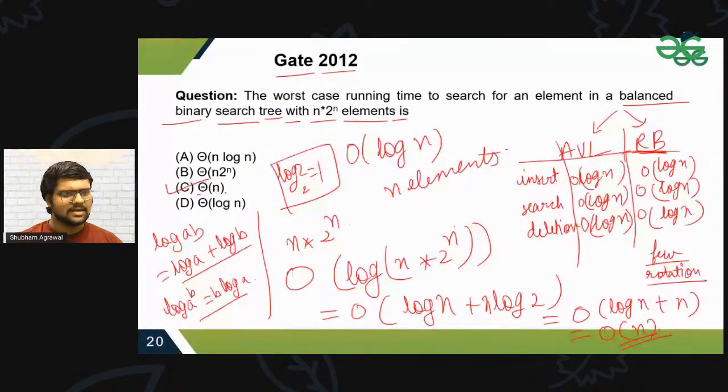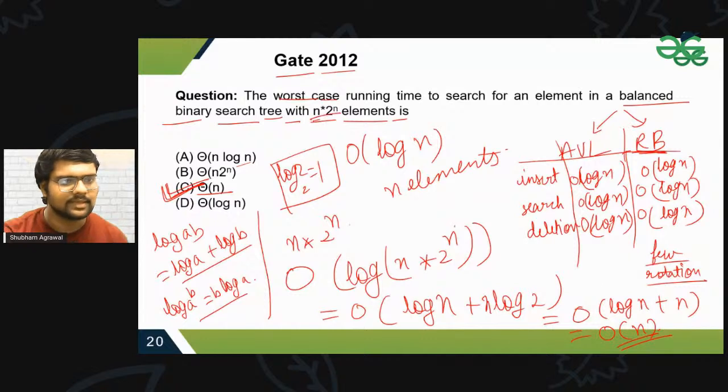Here they have asked for worst case time complexity, but they have used theta notation. It should be order notation here, but since this was taken from the GATE paper, the correct answer is order of n, since we required order of n time for n into 2 to the power n elements.